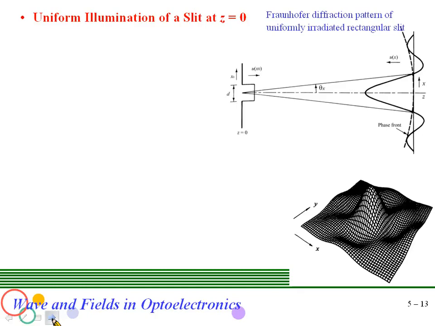Let us consider a practical problem. If a plane wave passes through a rectangular slit, what will be the Fraunhofer pattern at the screen? This rectangular slit can be described as this one.